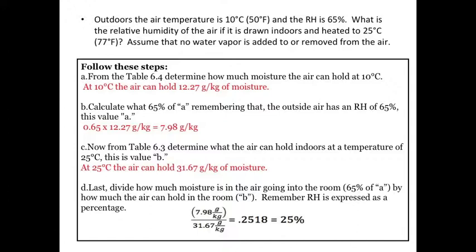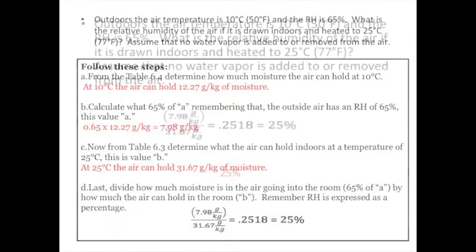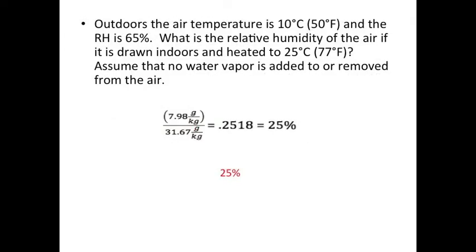Last, divide how much moisture is in the air going into the room, 65% of part A, by how much the air can hold in the room, which was part B. Remember, relative humidity is expressed as a percentage. So now take 7.98 grams per kilogram over 31.67 grams per kilogram, which gives you 0.2518, times that by 100, and you get about 25%. Therefore, you would answer this problem with 25% relative humidity.